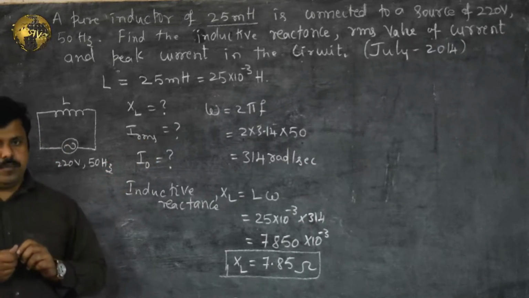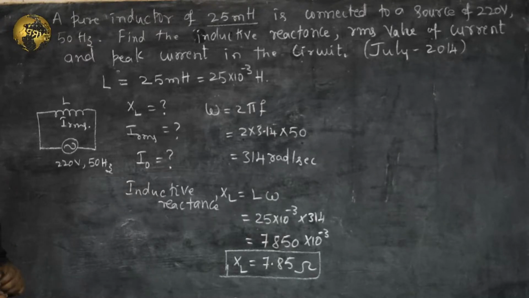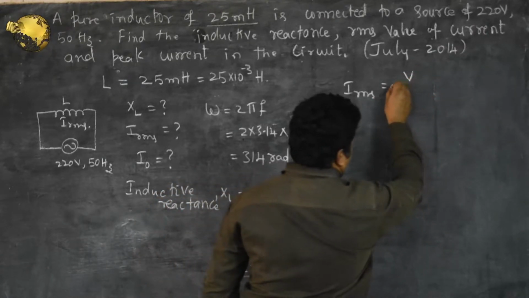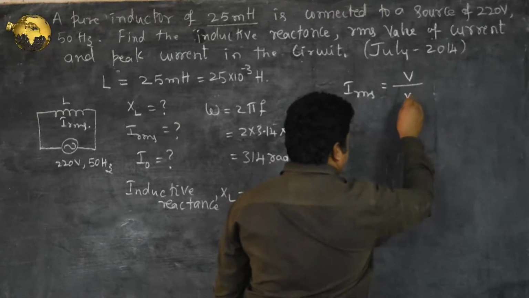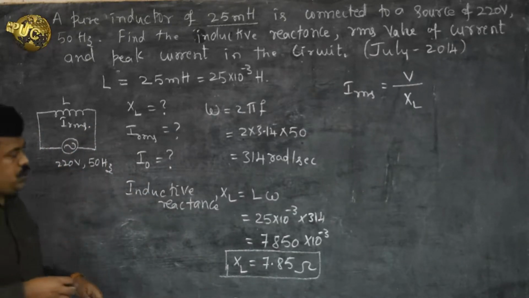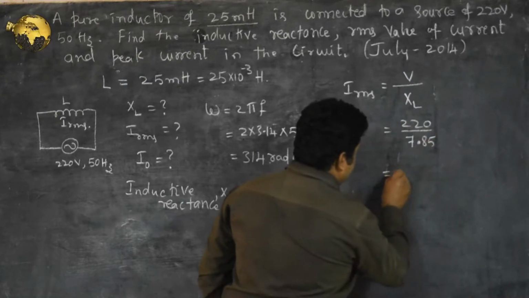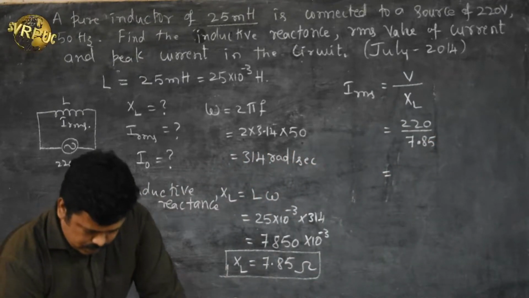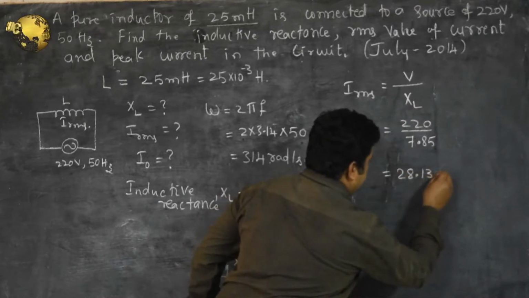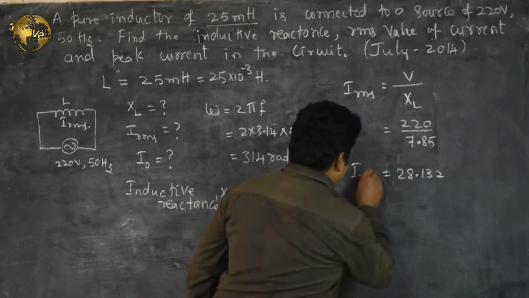We need to calculate the IRMS. Using Ohm's law, the IRMS current will be equal to the voltage V of the source divided by the resistance in the circuit, that is nothing but inductive reactance. The source voltage is 220, they have given it as 220. So 220 divided by 7.85, we get 28.132 amperes.